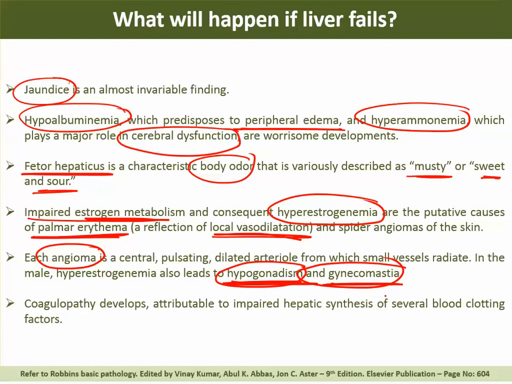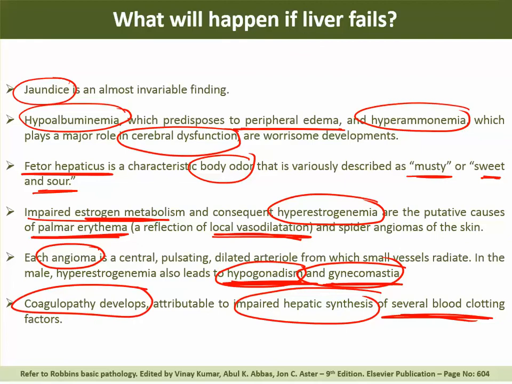The liver also normally produces clotting factors, and that will be affected. Impaired hepatic synthesis of clotting factors leads to coagulopathy, which means a bleeding disorder. So these are the things that happen if the liver fails. The patient goes into coma because of increased ammonia level, and goes for bleeding because the clotting factors are reduced. Other effects are due to increased estrogen.